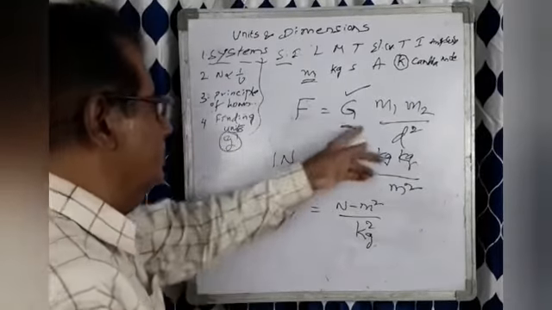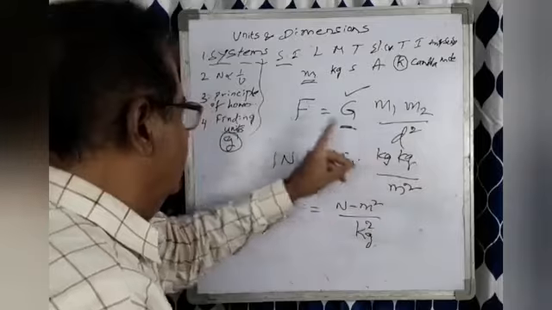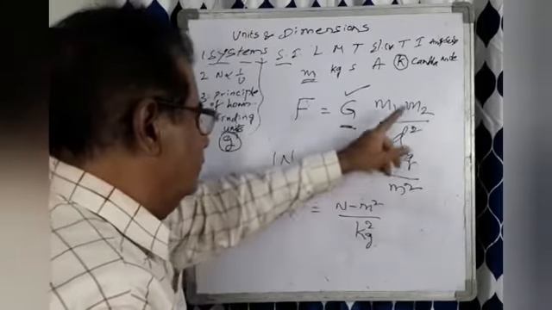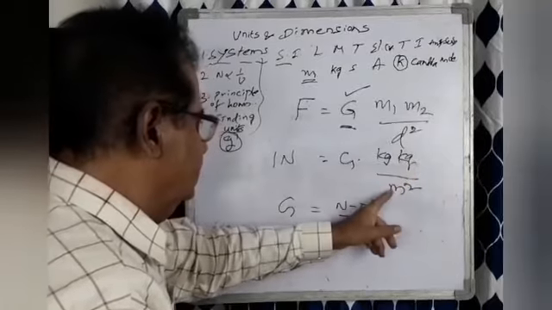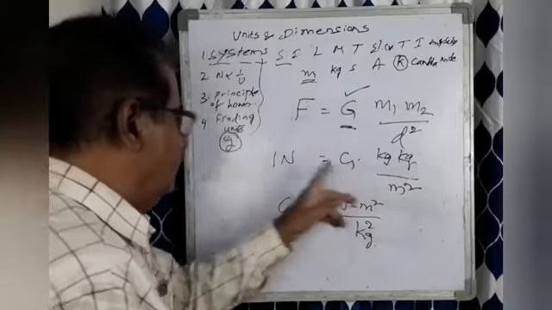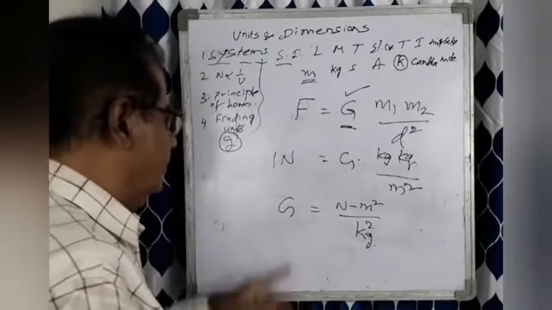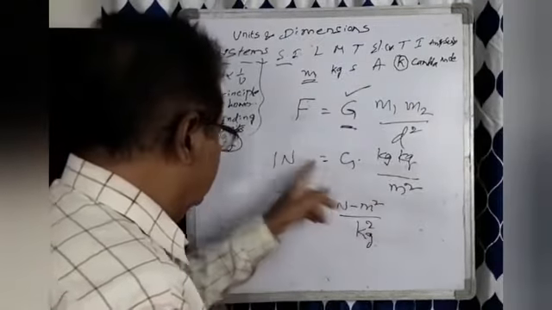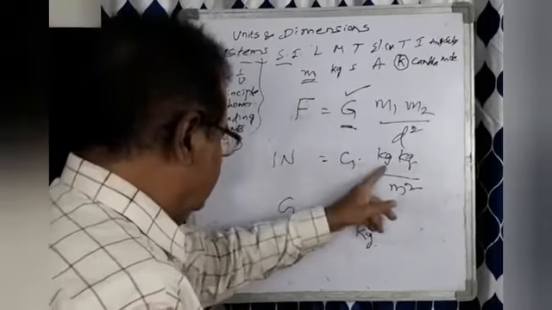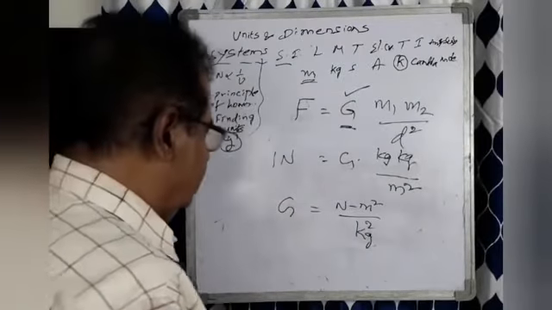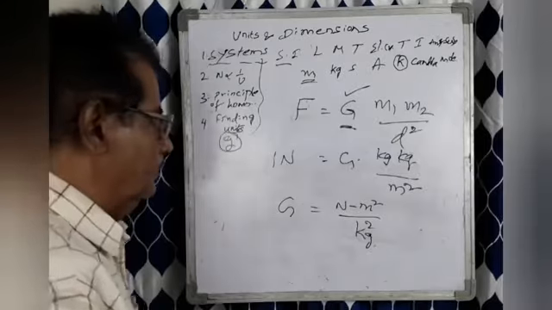F is equal to G m1 m2 by d square. F means Newton, that you know. Mass means kg, you know. Mass means kg, you know. D means distance, you know. D square means m square. Now the only leftover point is capital G. Now capital G is equal to Newton meter square per kg square. This goes to numerator on cross multiplication. This comes to denominator on cross multiplication. So capital G has the unit called Newton meter square per kg square.